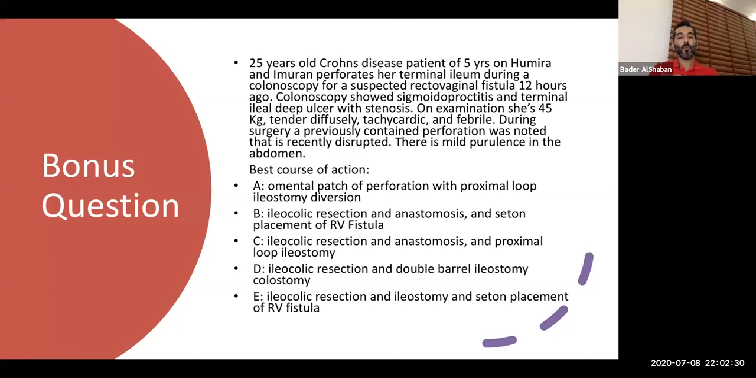And after I concluded the procedure, I completed an EUA because the procedure went relatively well. I did an EUA for her with an attempted placement of a seton for the rectovaginal fistula. So I did answer B. And thankfully enough, the patient did relatively well without any complications and went home post-op day 6 or 7.